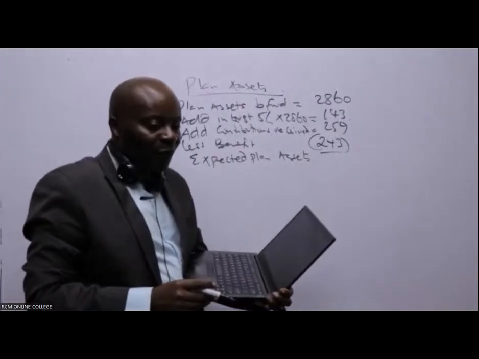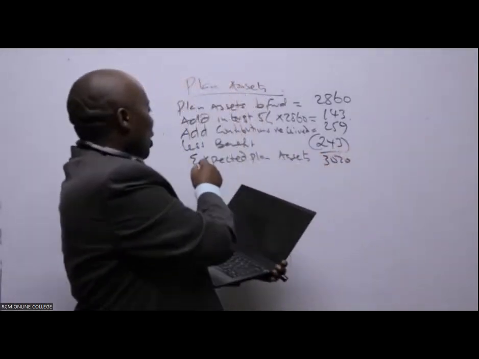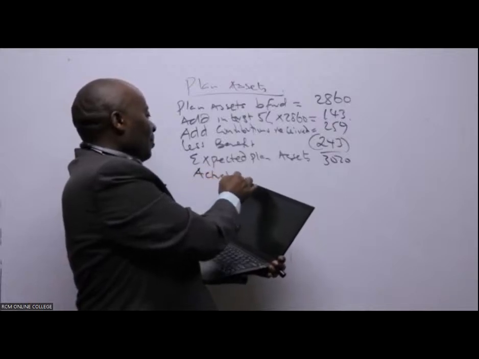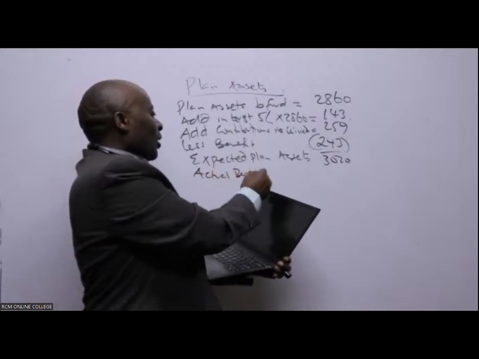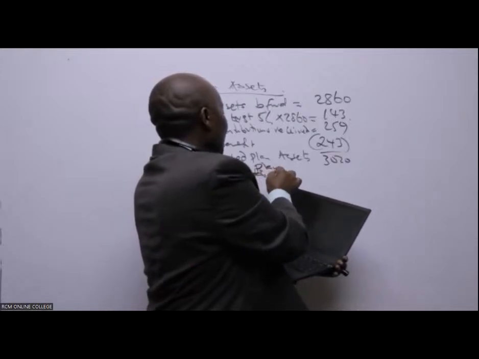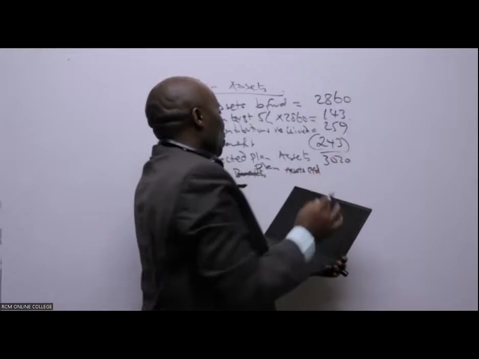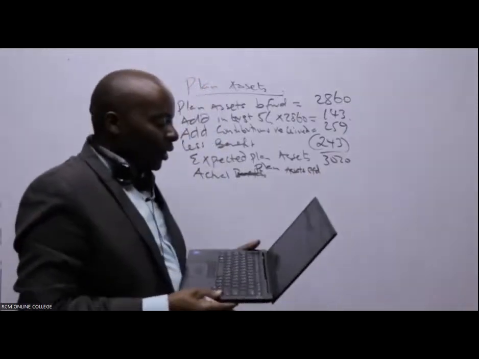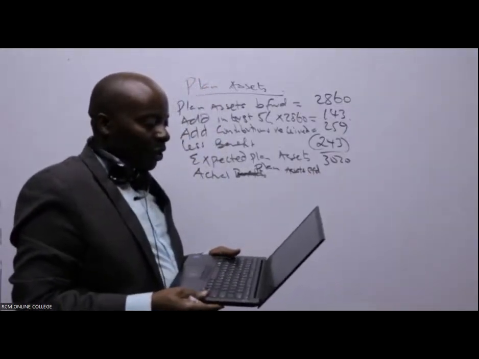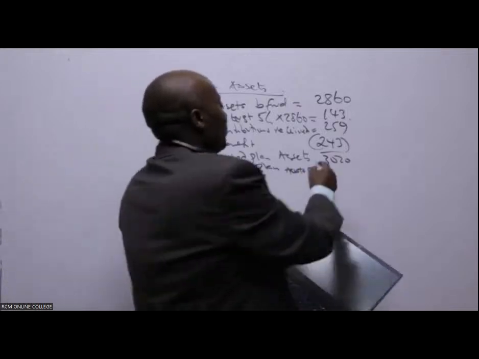So I'm being given a figure of 3020. Then I'll be able to come and compare this with the actual plan assets carried forward. So the actual, are you able to see the closing? Are you able to see the closing, the actual? They're supposed to be what here? 3113? 3113.